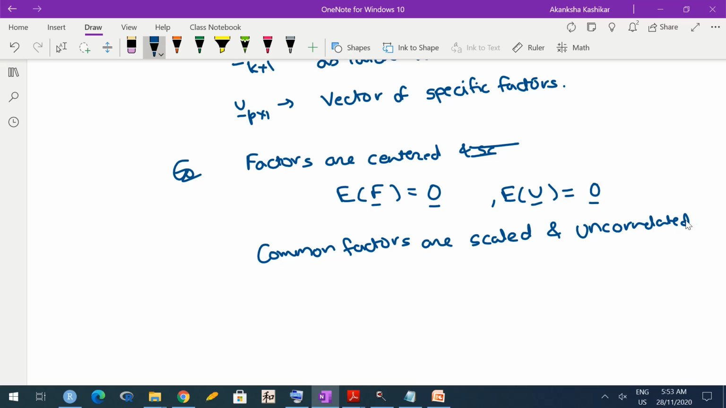Why do we assume that? Because we want to keep number of factors as low as possible. Okay, common factors are scaled and uncorrelated with each other.